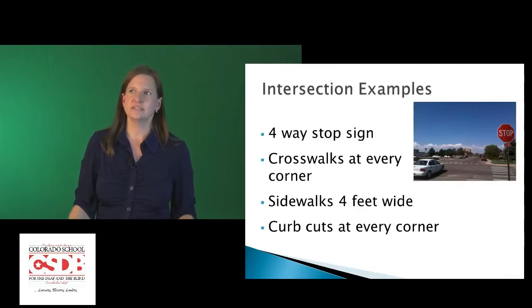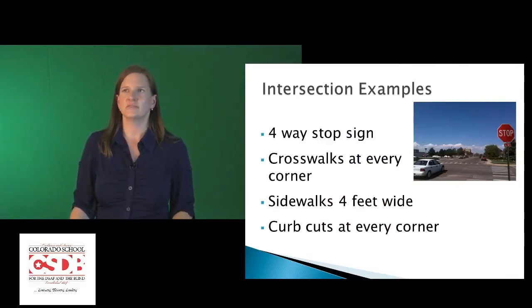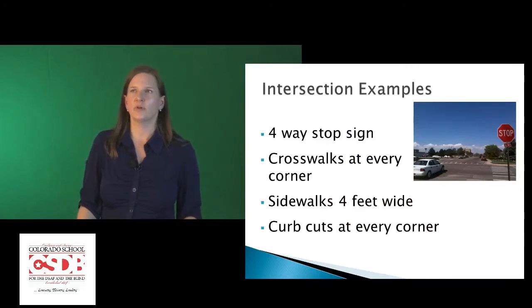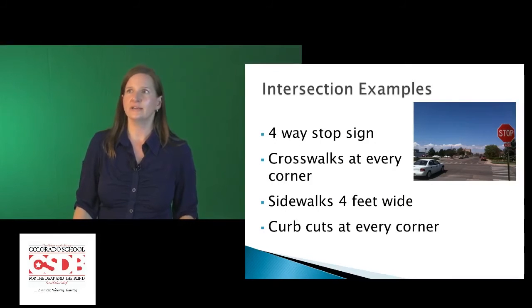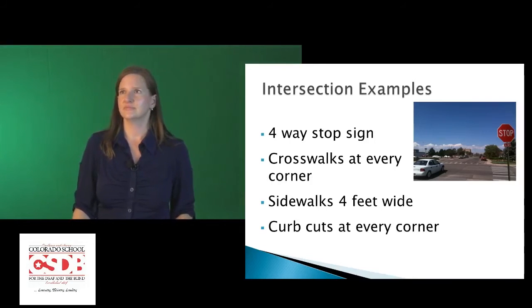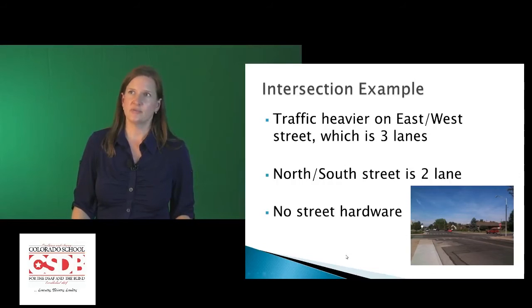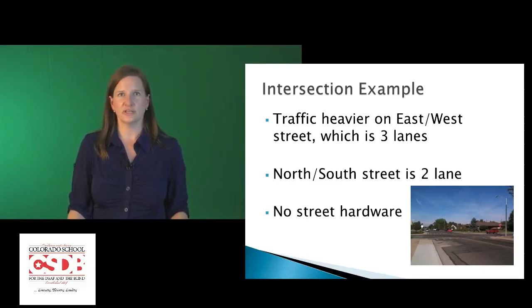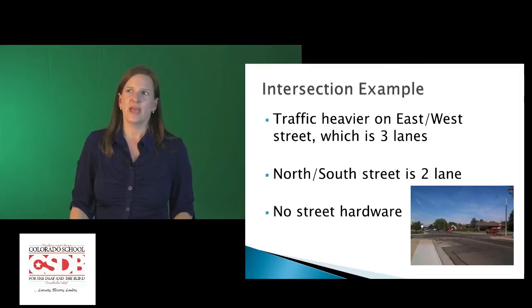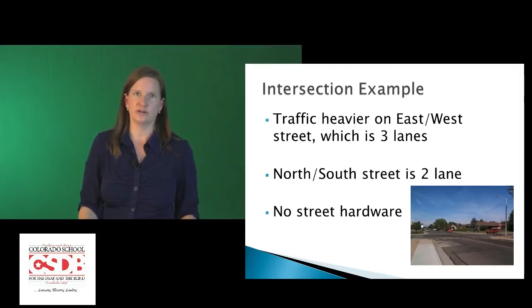So in describing this intersection, I would say that it's a four-way stop sign. There are crosswalks at every corner. The sidewalks are about 4 feet wide. They were smooth concrete. There are curb cuts at every corner. And in this particular example, the traffic was heavier on the east-west street, which was 3 lanes wide. The north-south street was 2 lanes wide. And other than the lamp post, there was no visible street hardware.